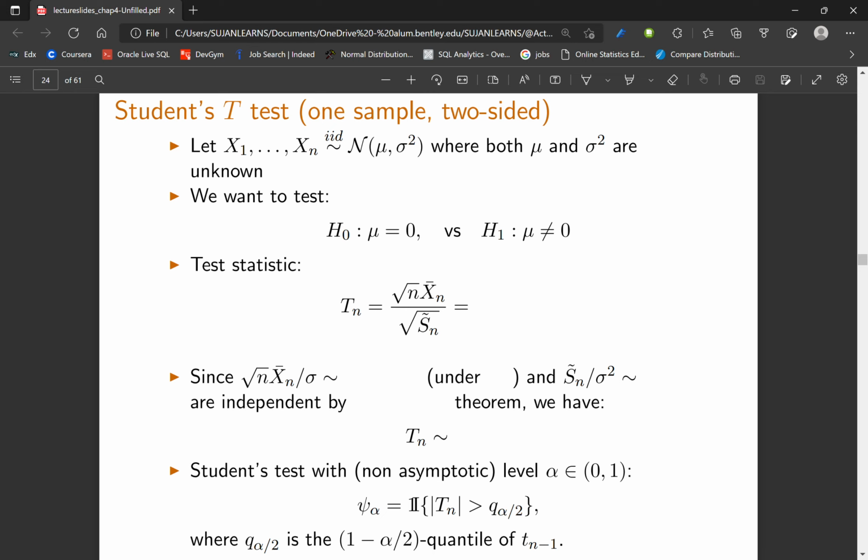Now, the goal is to derive an expression which resembles a normal distribution in the numerator and a chi-square distribution in the denominator. That's our goal, to derive an expression similar to that. How do you do this?